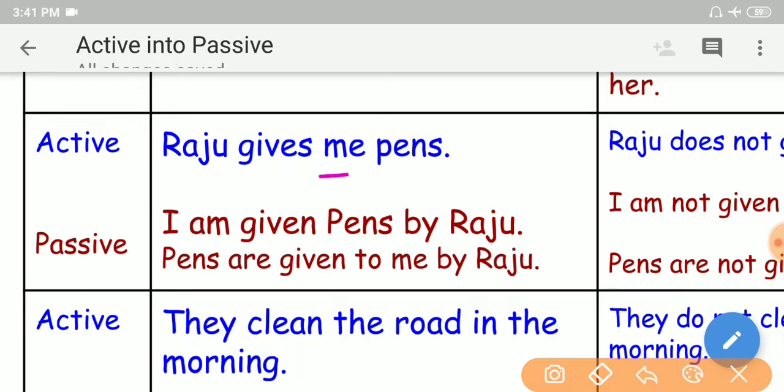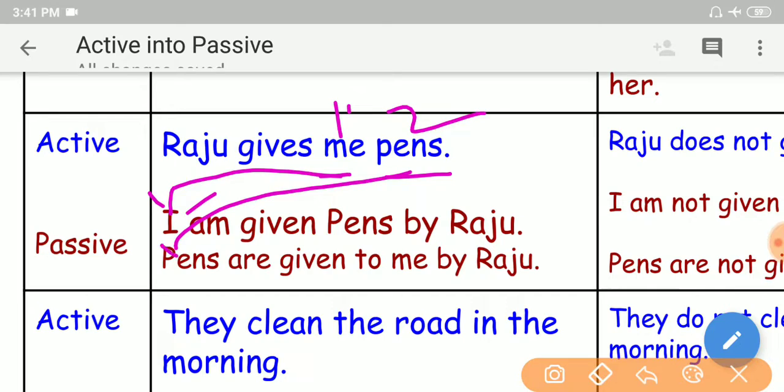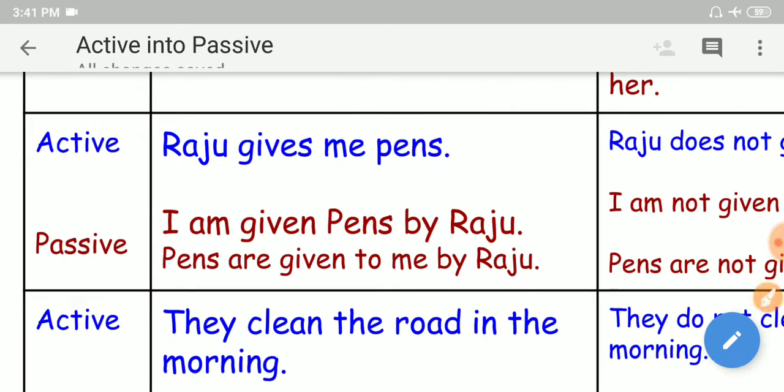If a sentence has two objects, number 1 and number 2, at that time we can convert it into two passive sentences. This is 1, here we have converted, you can see, my dear friends, this is 2. For example, by taking object number 1 as the subject one time, and object number 2 as the subject another time, we can frame two passive sentences if we have two objects. This is 1, this is 2, my dear friends. So let us learn how to convert from active into passive if a sentence has two objects.